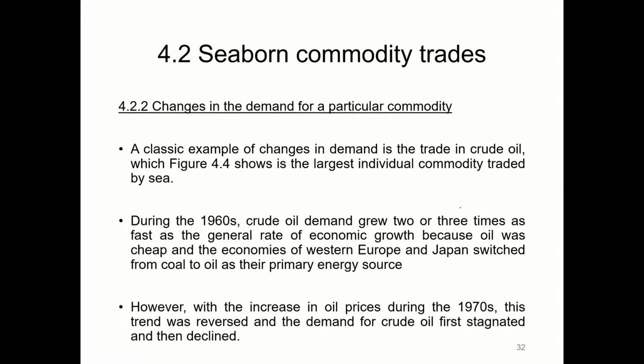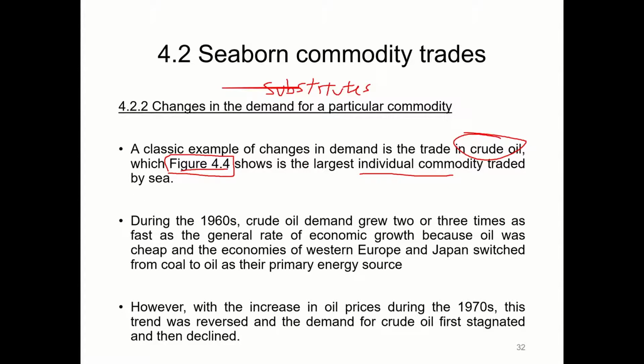So the next factor will be changes in the demand for a particular commodity. Here we are looking at substitutes for a particular commodity. If you look at figure 4.4, it shows that the largest commodity traded by sea is crude oil, as we covered in our first lecture. The majority of the products being shipped by sea transport is energy products, and the majority of energy is made up of crude oil.